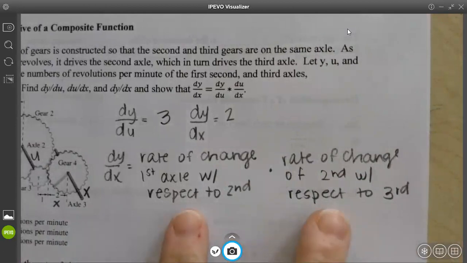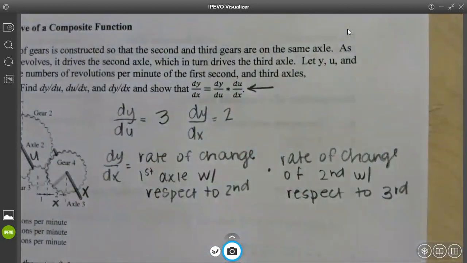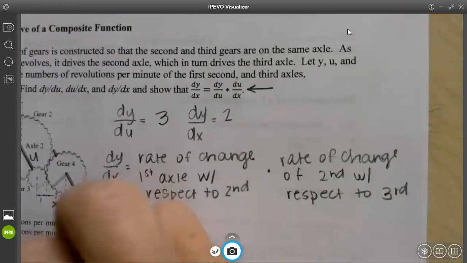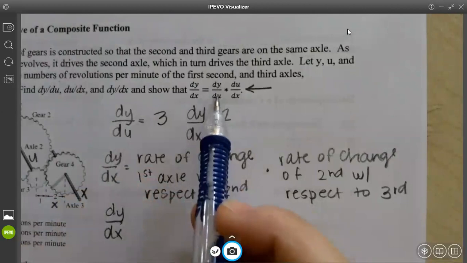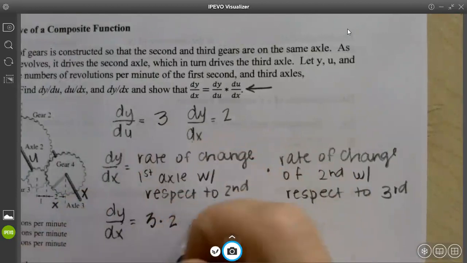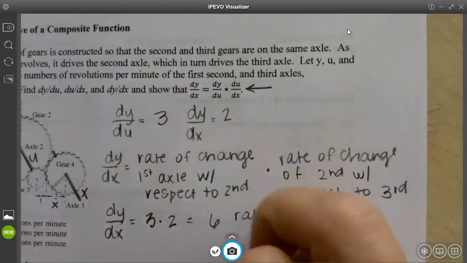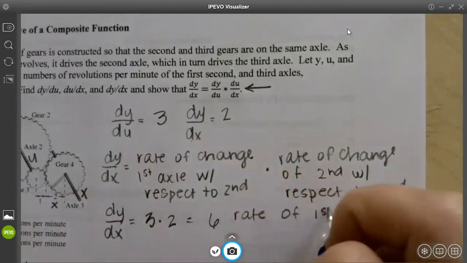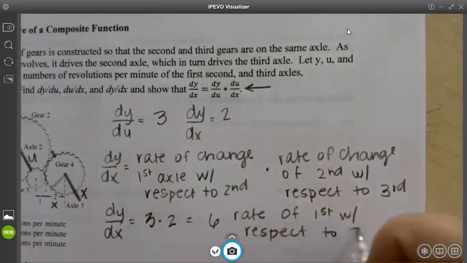All right. So what I just wrote here was this formula, but I wrote it in words. So dy over dx equals dy over du, which is 3, times du over dx, which is 2, and it's going to give us 6. This would be the rate of the first with respect to the third.